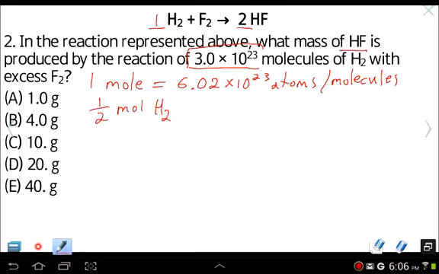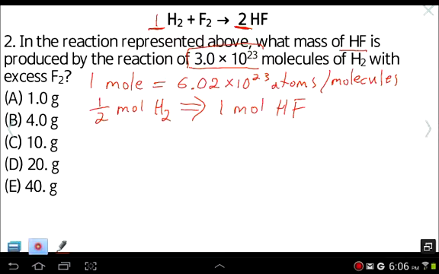So, because we have a half a mole of H2, 1 mole of H2 produces twice as much HF. So with a half a mole of H2, we'll produce 1 mole of HF. That's just simple accounting. It's a 1-to-2 ratio, so we'll get twice as much HF as we began with of H2.